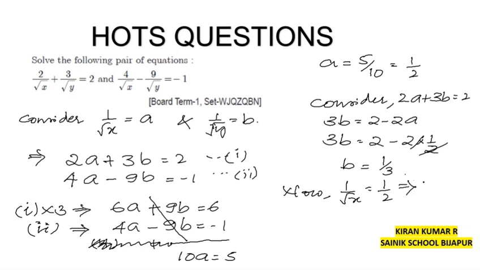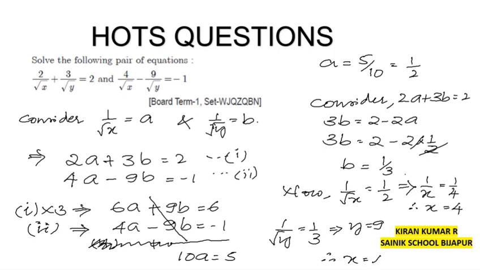Square on both the sides, we get 1 by x equal to 1 by 4. Therefore, x is 4. And what is b? 1 by root y. This is 1 by 3. This implies the value of y is 9. Therefore, x value is 4 and y value is 9.